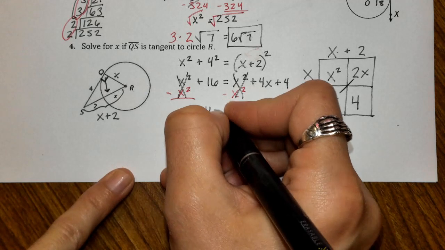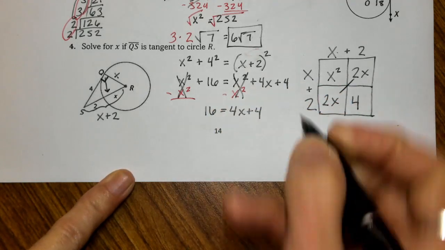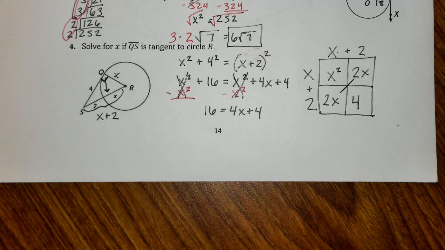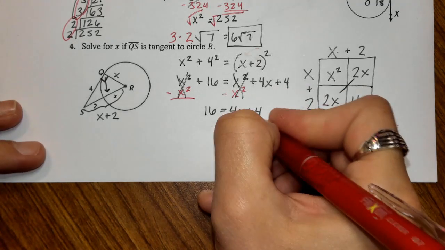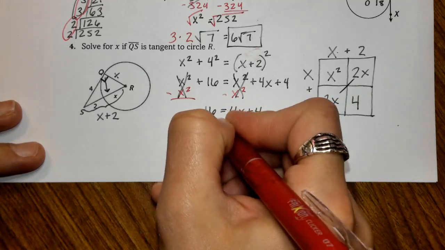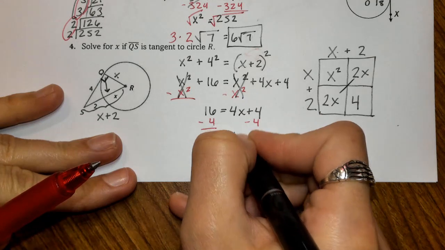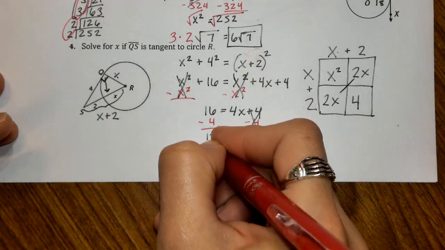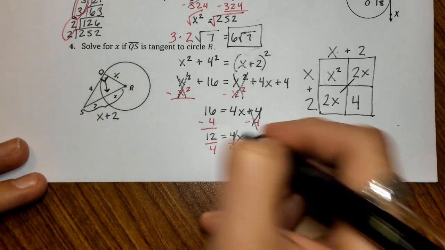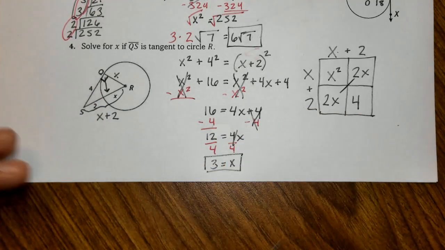We'll bring down our 16 equals. Now we're left with 4x plus 4, okay? And now we just have our 2 steps. Subtract the 4 from both sides. We're going to end up with 12 equals 4x. And then divide by 4. We're going to find that x is going to be equal to 3. So we didn't have to get too algebra-like in there.